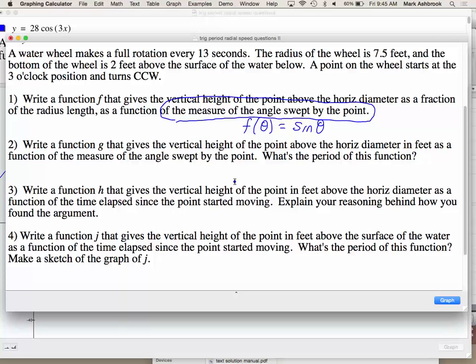So number 2. If we want vertical height in feet, then what's the input of g? Still theta. But now, instead of the output being a fraction of a radius length, we want it in feet. So how are we going to do that? We've got the fraction of a radius length, but now we want feet. So we take that fraction of what? A full radius length in feet.